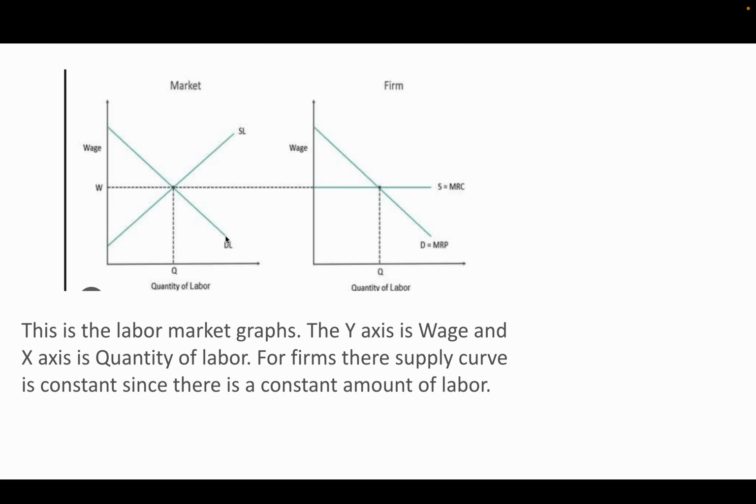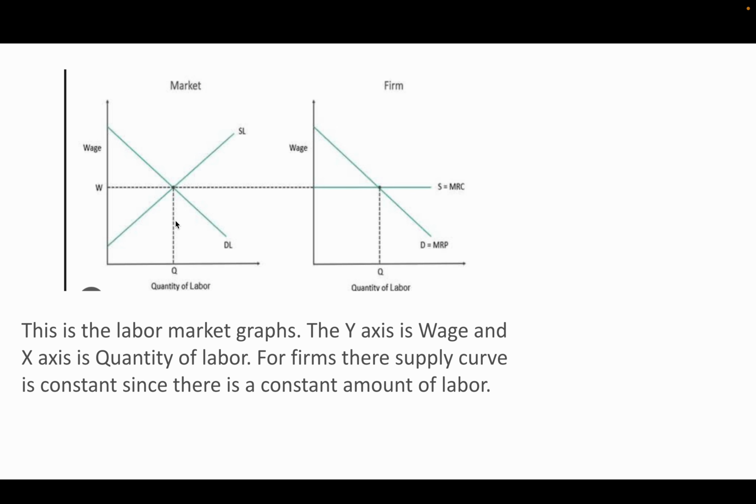Demand is a downward sloping line, and supply is an upward sloping line. Supply, or labor supply, is simply how many workers are available. So for instance, there's going to be a lot of doctors, but there might not be that many basket weavers, or, I don't know, some niche profession.